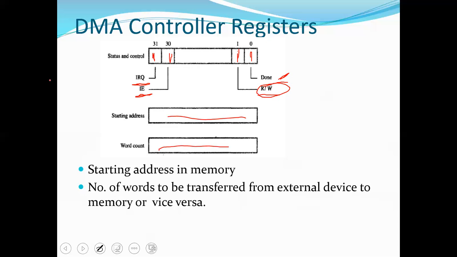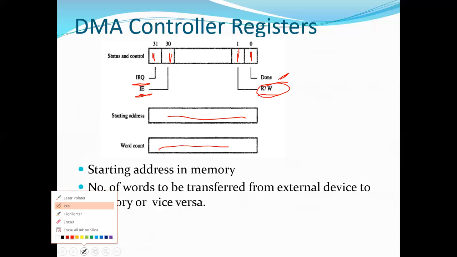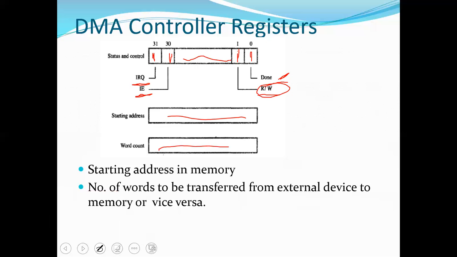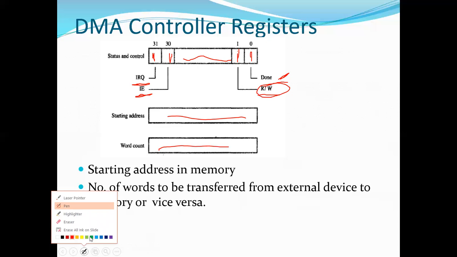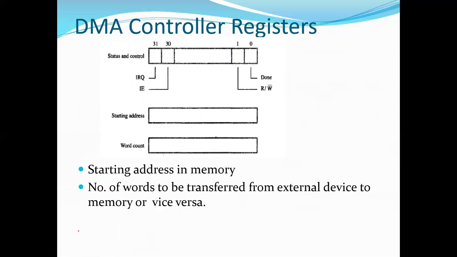So these are the different bits in the status and control register. Other than this, there are other bits which check whether the data transfer was done properly or whether there was any error during the data transfer. So for storing the status of the data transfer and the DMA process, the status and control register is used.